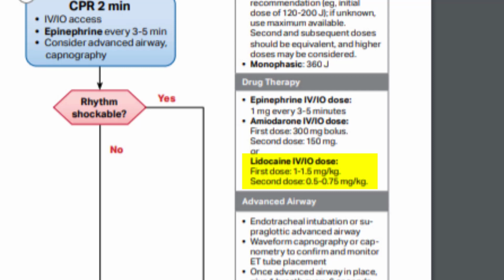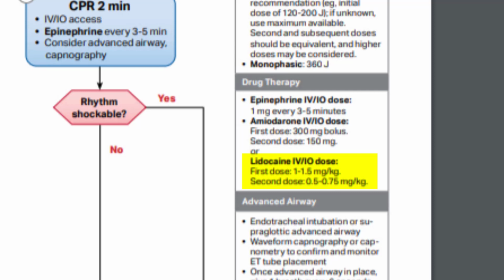Now, if you chose to go lidocaine instead of amiodarone, that first dose of lidocaine would have been 1 to 1.5 milligrams per kilogram. Then our second dose would have been 0.5 to 0.75 milligrams per kilogram. Now, you can continue giving that lidocaine dose until you hit a max total dose of 3 milligrams per kilogram.